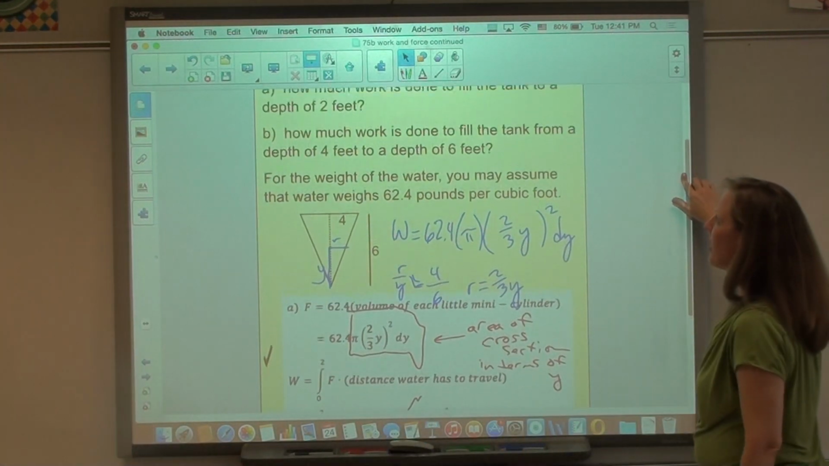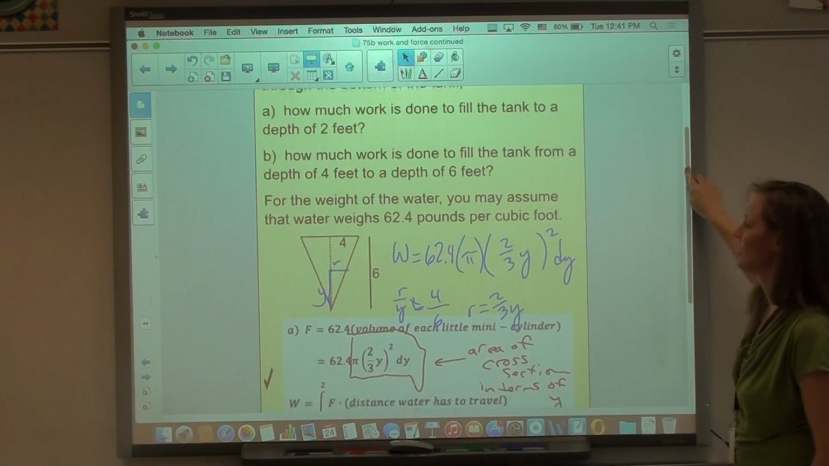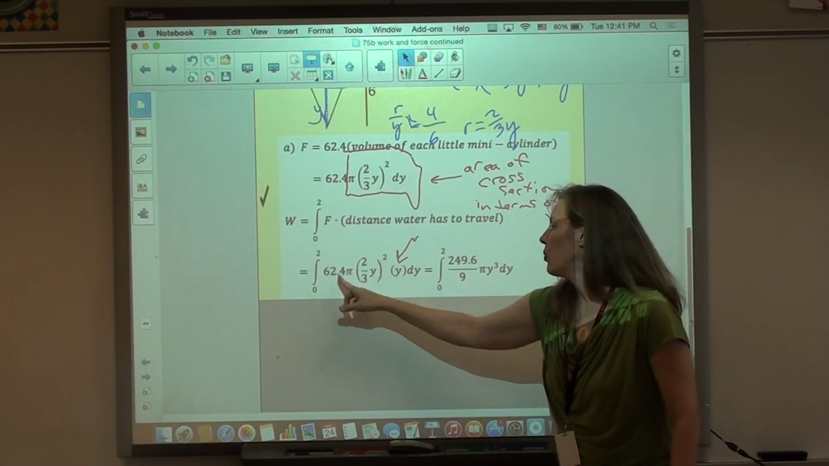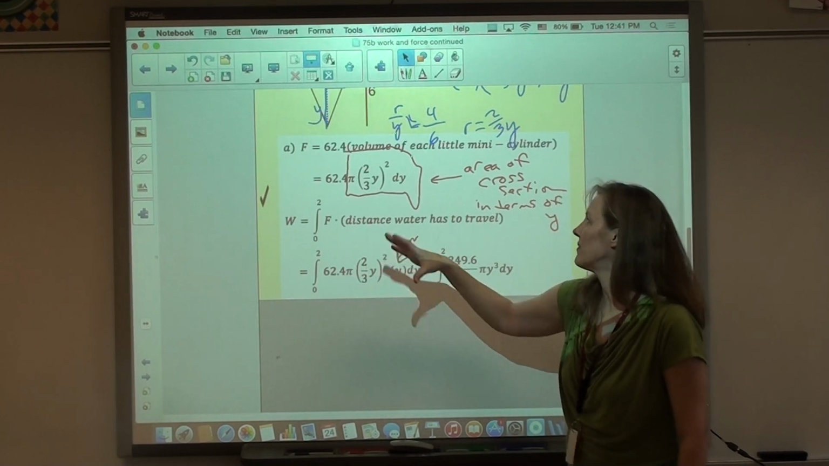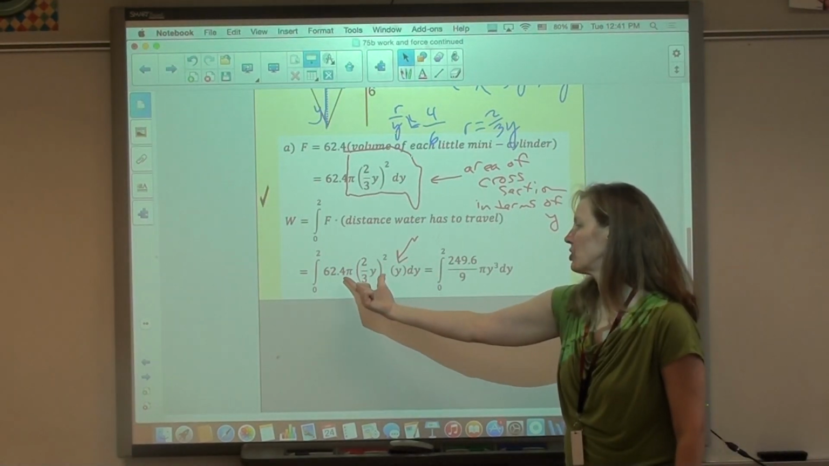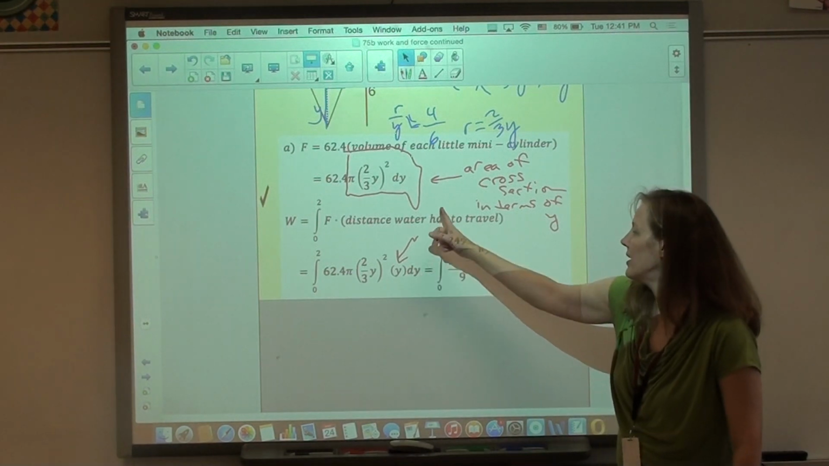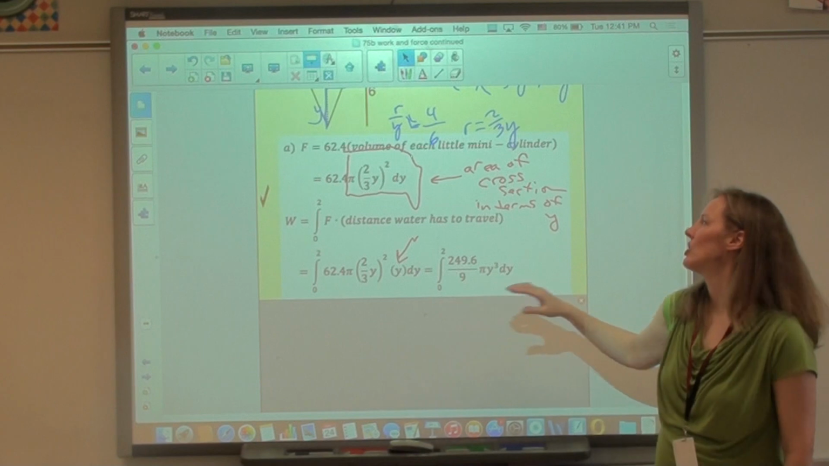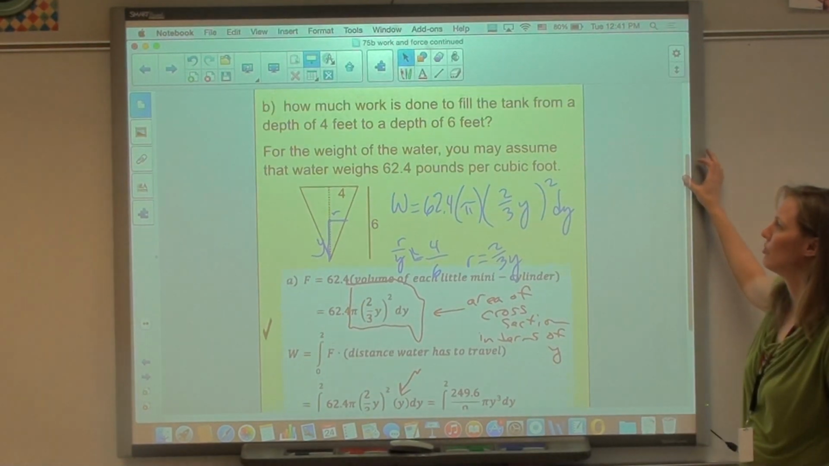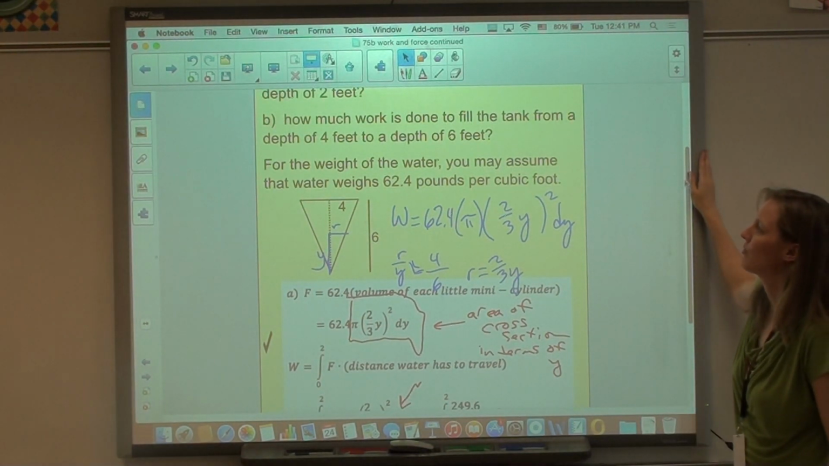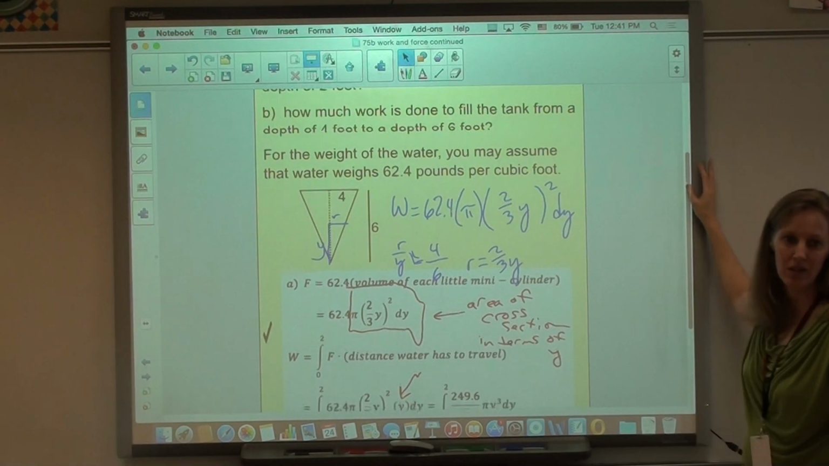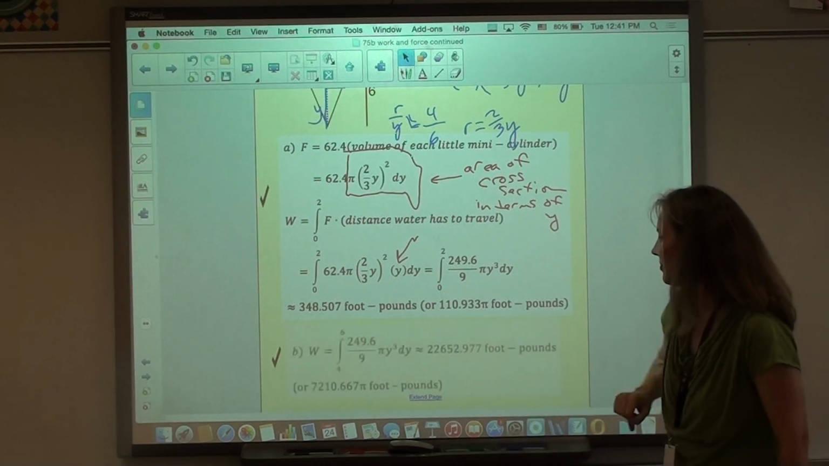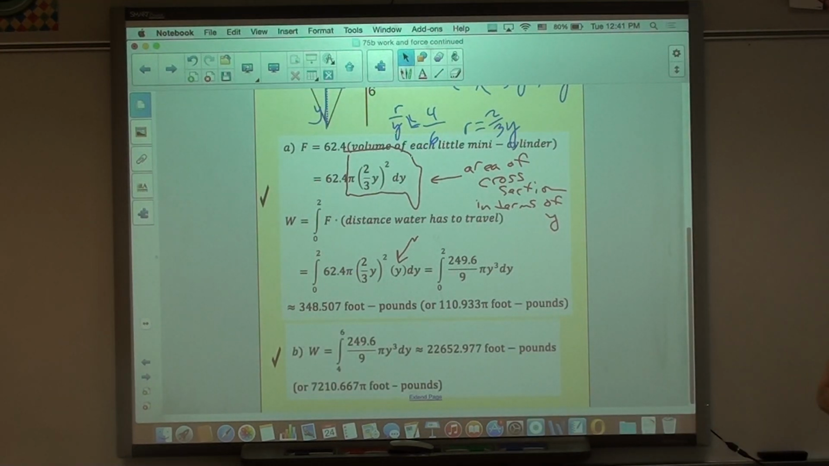So for this one, the first part just asked how much work is done to fill a tank to a depth of 2 feet. So there's your set, 0 to 2, weight of the water times the volume of the little mini cylinders, which is the area of your cross section times dy, and then times the distance the water has to travel. How would this change for part B, which is just how much work is done to fill the tank from a depth of 4 feet to a depth of 6 feet? The limits would be 4 to 6. That's the only difference, right?